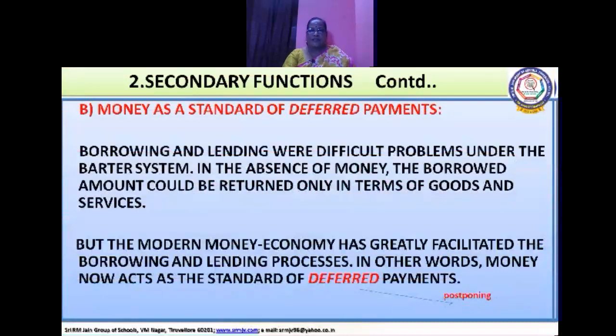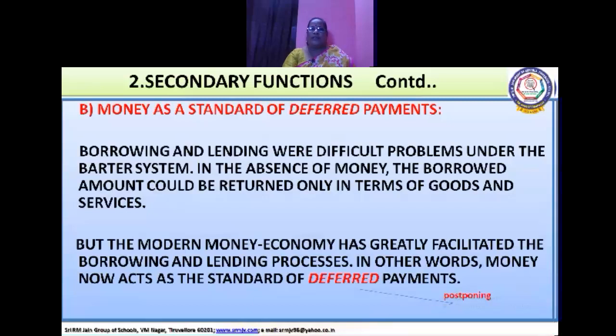In secondary functions, we are going to see the second function, money as a standard of deferred payments. Borrowing and lending were difficult problems under the barter system. In the absence of money, the borrowed amount could be returned only in terms of goods and services. But the modern money economy has greatly facilitated the borrowing and lending process. In other words, money can now act as a standard of deferred payments.